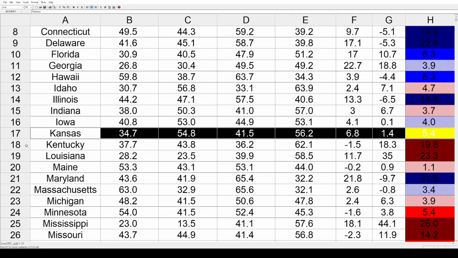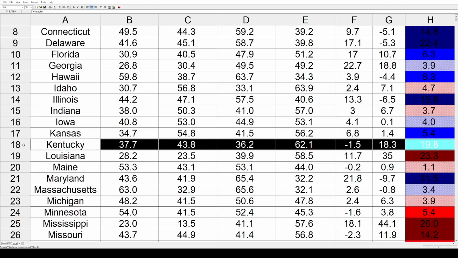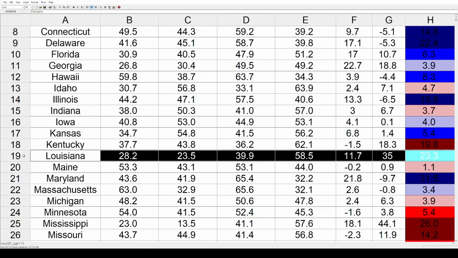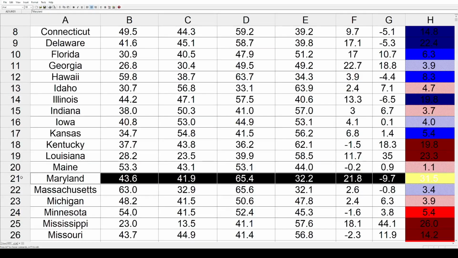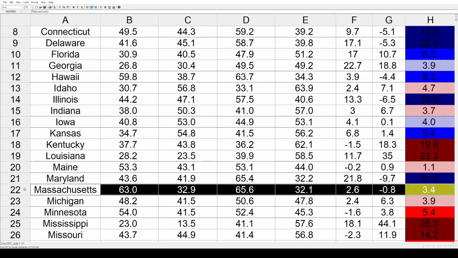Kansas, same direction by 5.4. Kentucky went toward the Republicans by 19.8. Same in Louisiana by 23.3. Maine actually got a little bit redder since 68 by 1.1%. Maryland had a huge shift toward the left by 31.5. Massachusetts, that's a blue state today, and it only got bluer by 3.4.